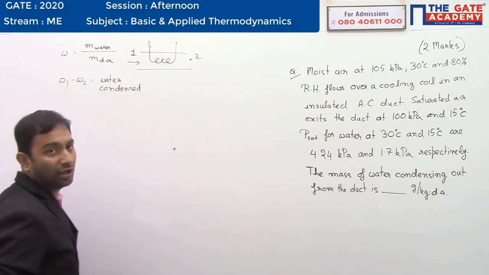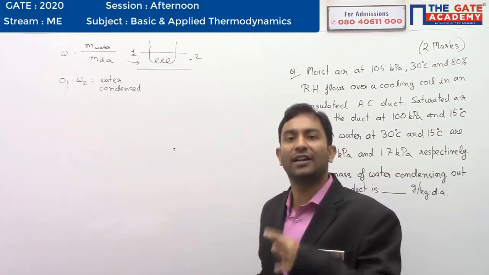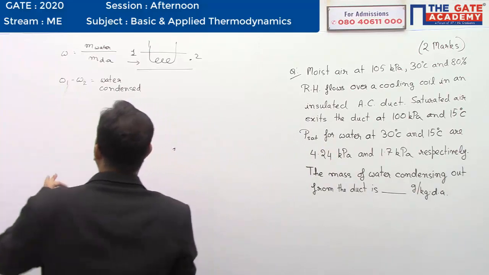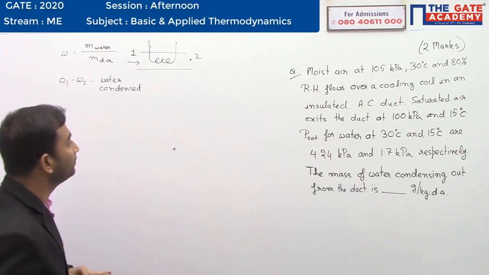This will give me the water. Omega 1 minus omega 2 will give me the water that has condensed. So my first aim is to find out omega 1. Now let us see how we can find out the omega 1.